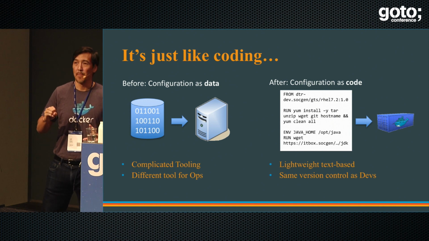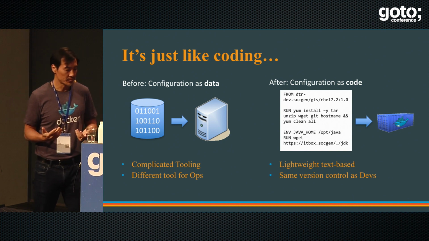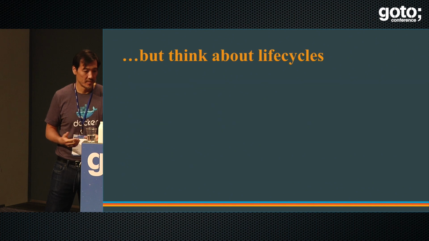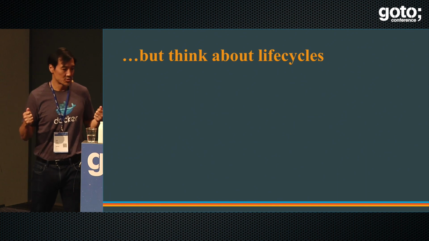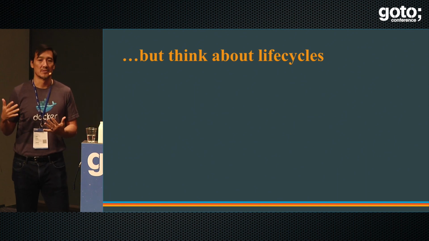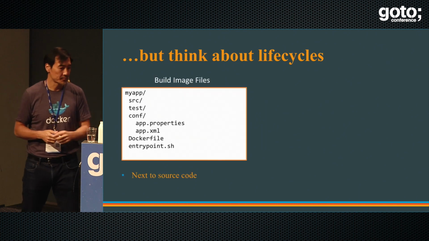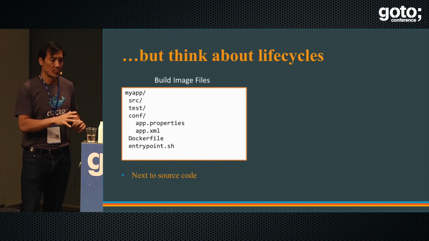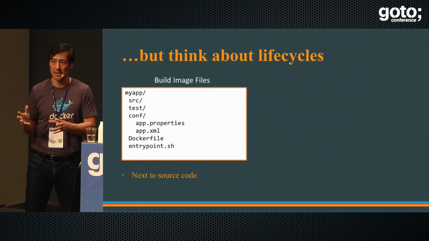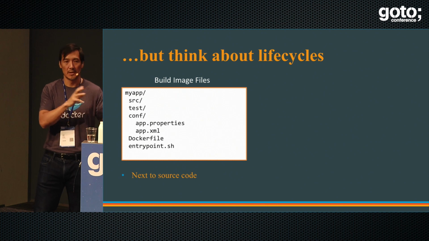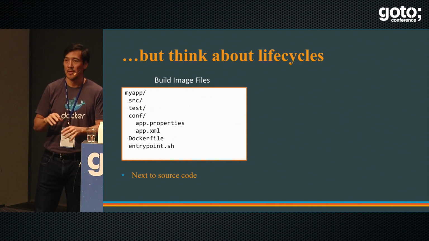So now once we've said, okay, all this configuration is just like code, we still need to organize it. And what I'll give you here, as far as strategies, is to still think about the life cycles of all of these different configurations. What do I mean by that? Let's take your image files. Everything you need to build an image is most likely going to have the same life cycle as your application.